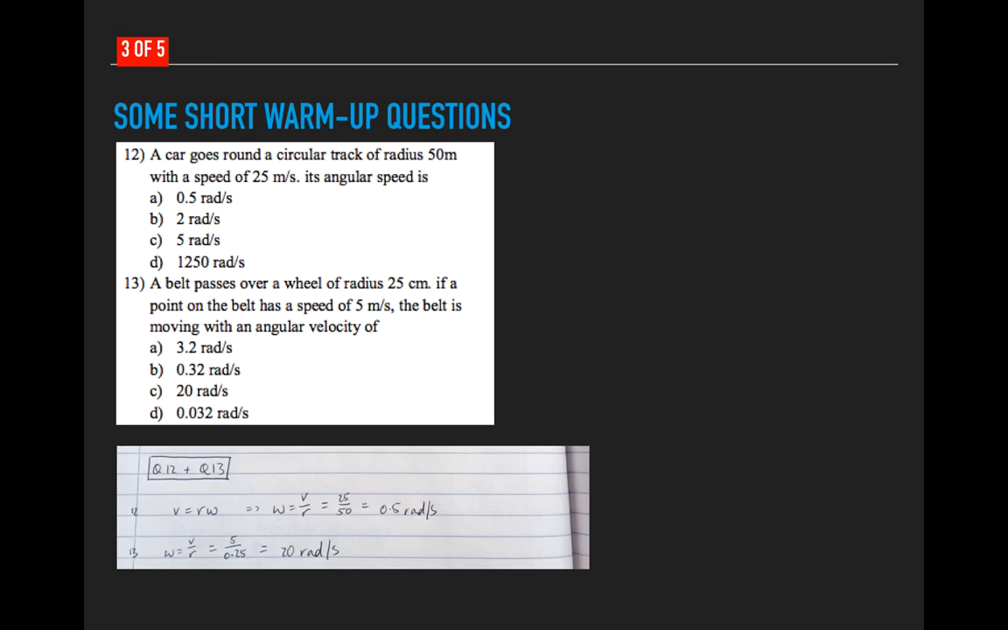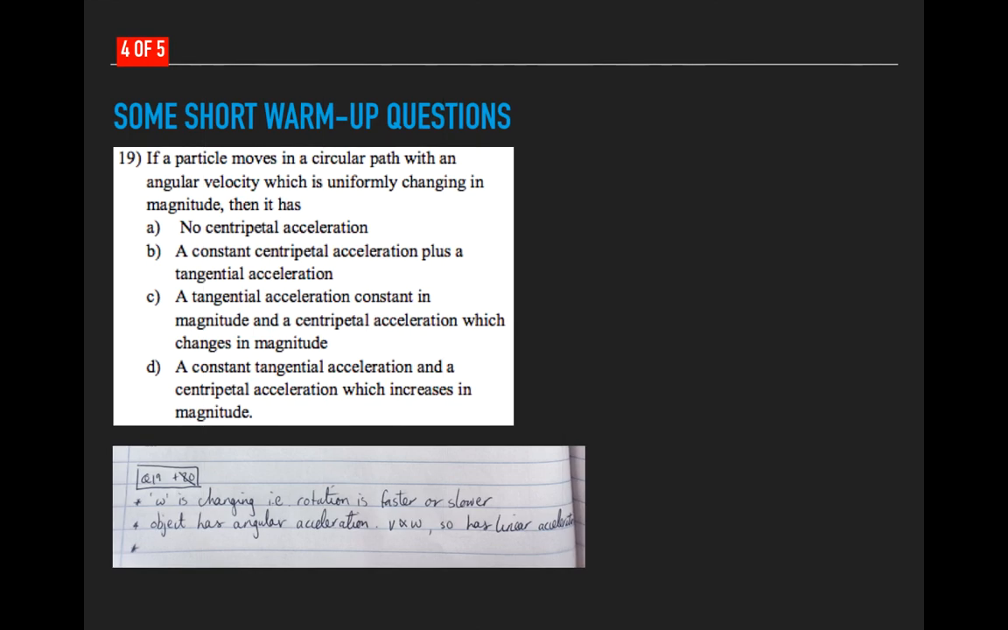Right, 3. Some calculations. We have 0.5 radians and we have 20 rad/s. You can pause the video to check that out if you didn't get them. 4. Okay, if a particle moves in a circular path with angular velocity which is changing in magnitude, then it has to have an angular acceleration. It's speeding up or slowing down. So the answer there, look, it does have an angular acceleration.